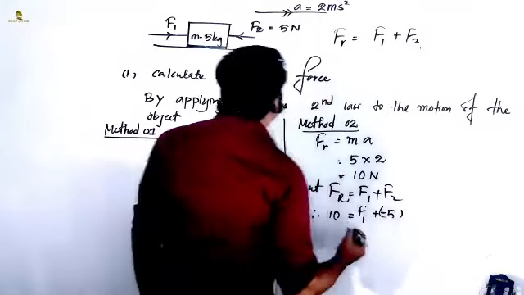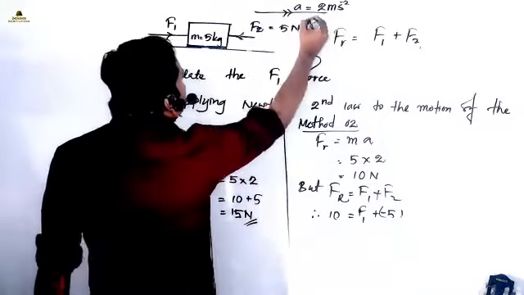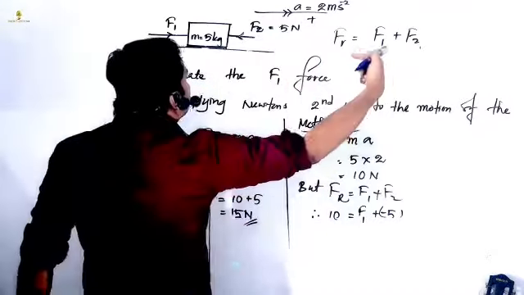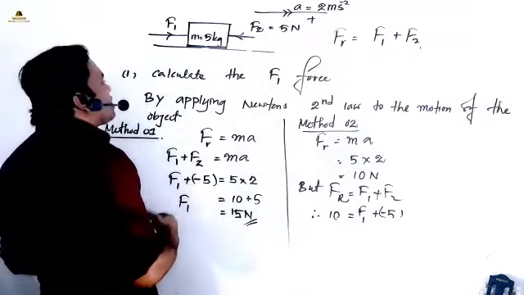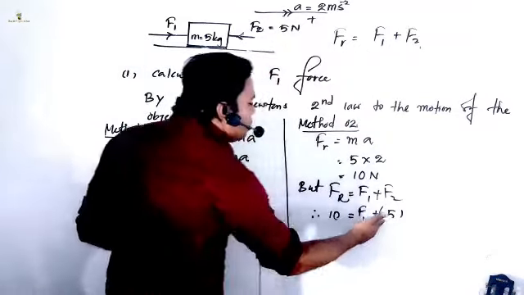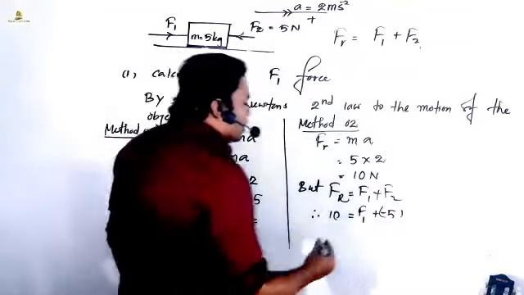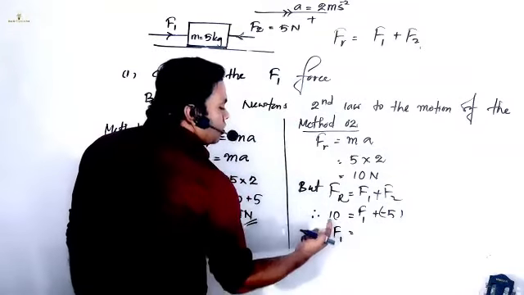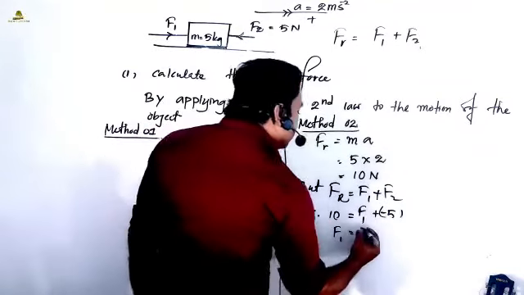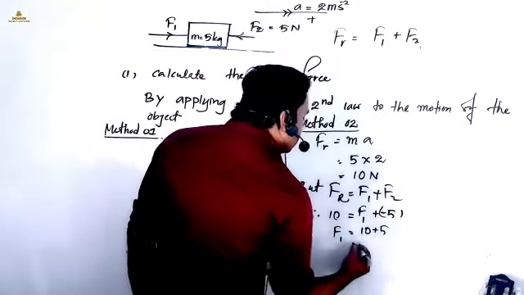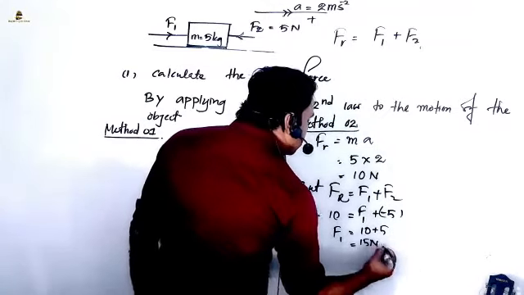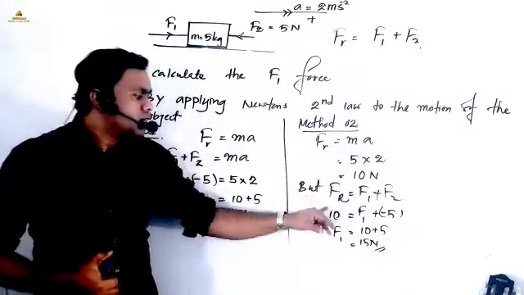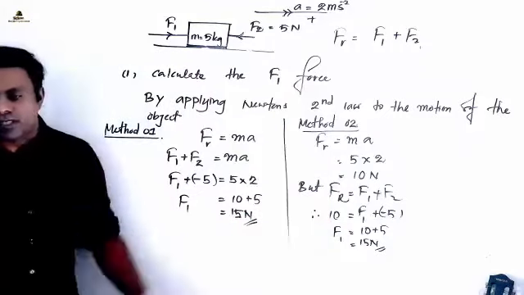Some of you may be confused, sir, this F2 is on the positive side. No, we do not consider the side where this force exists, but the direction of the force to where it is exerting. So therefore, you have to use that minus 5 here. Okay, now F1 equals minus 5 goes to the other side as addition, 10 plus 5, then F1 equals 15 newtons. So this is the second method. After you calculate the resultant force, then you can find the rest of the forces in the system.